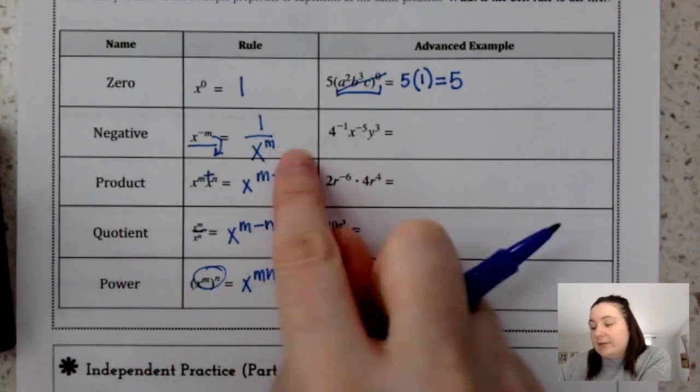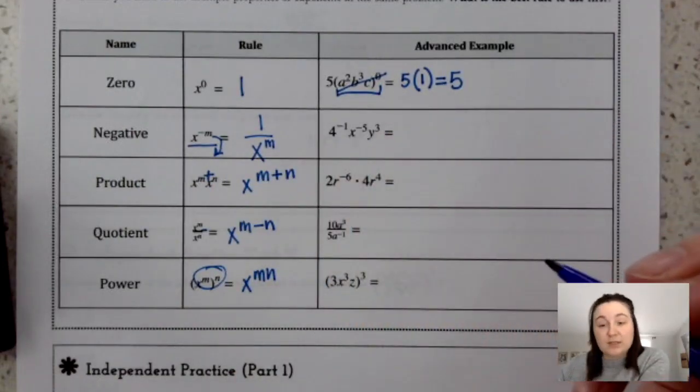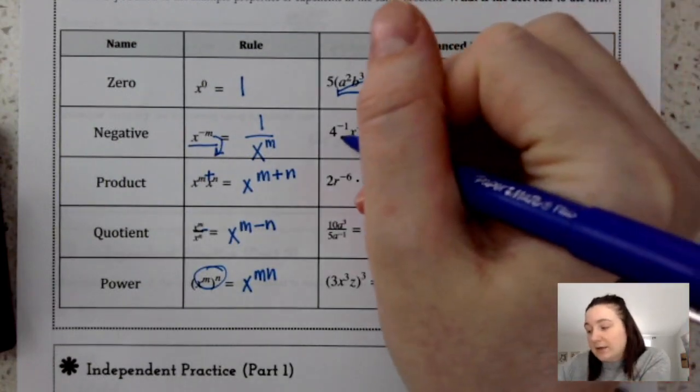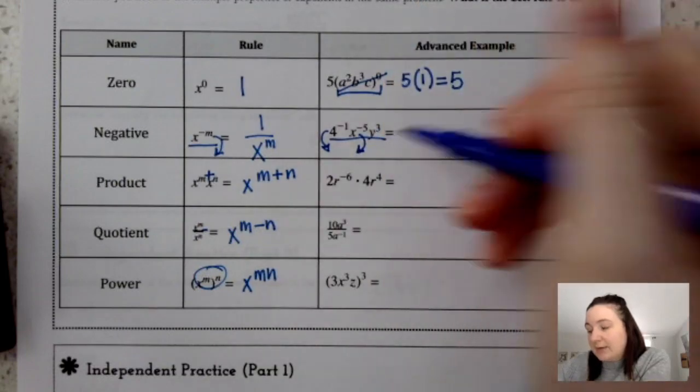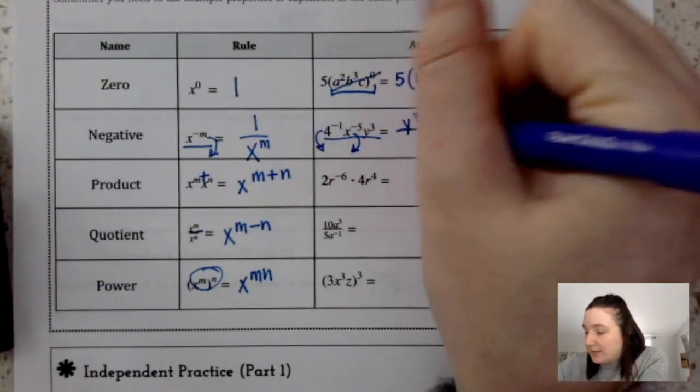Similar thing with the negative rule. When you start adding layers to the negative rule, make sure you're only moving things with a negative power, and anything with a positive power stays. So in this case, I would move the 4 and the x, but I would not touch the y to the 3rd. So y to the 3rd stays on top.